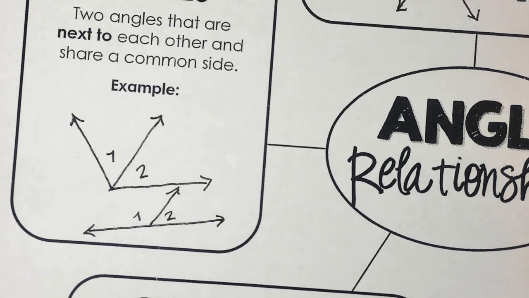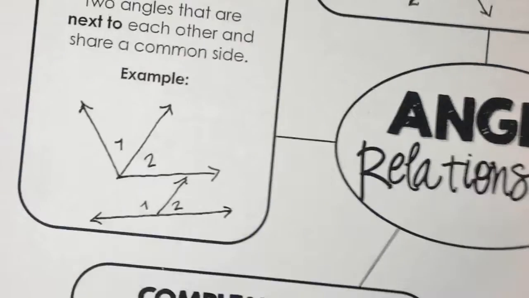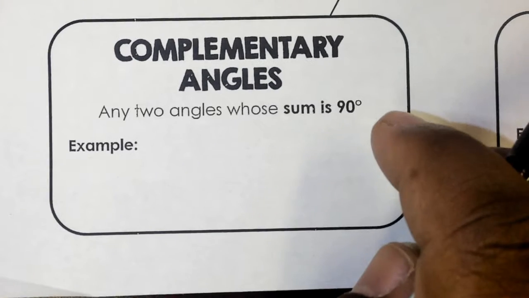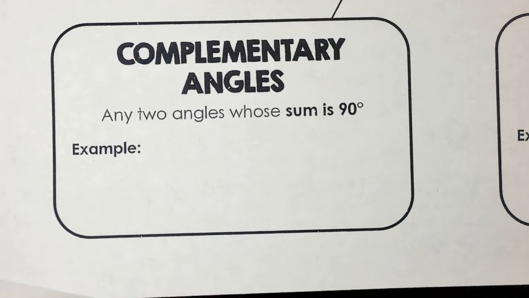Complementary angles. Any two angles whose sum is 90 degrees. Complementary. This is not the same as the word compliment, like complimenting somebody. You look nice today. Not the same thing. Spelled differently too. That one you can use the I in that word. This is a geometry word, complementary. This means two angles whose sum is 90 degrees.